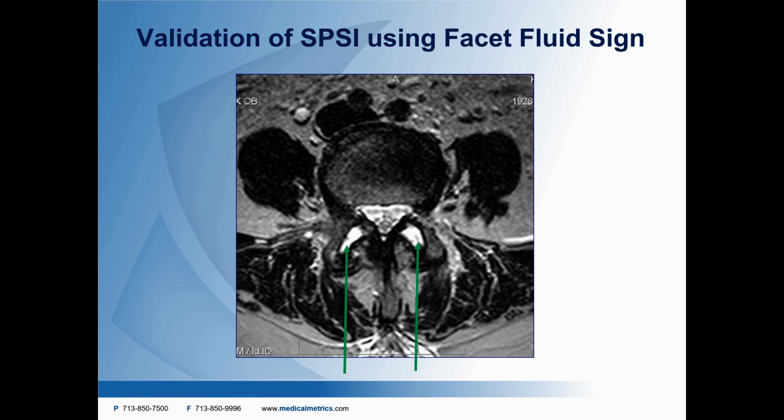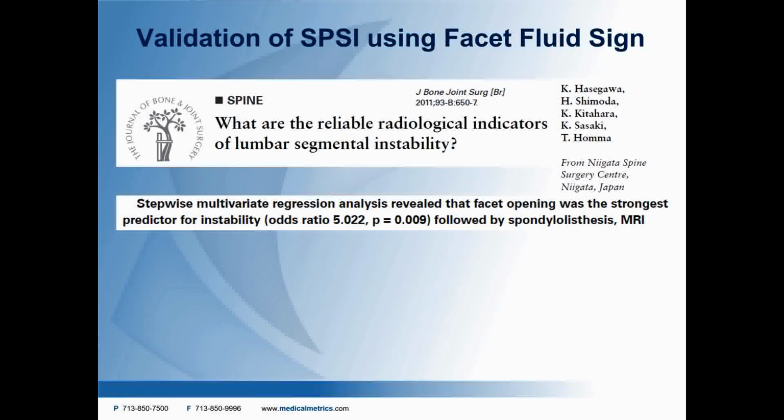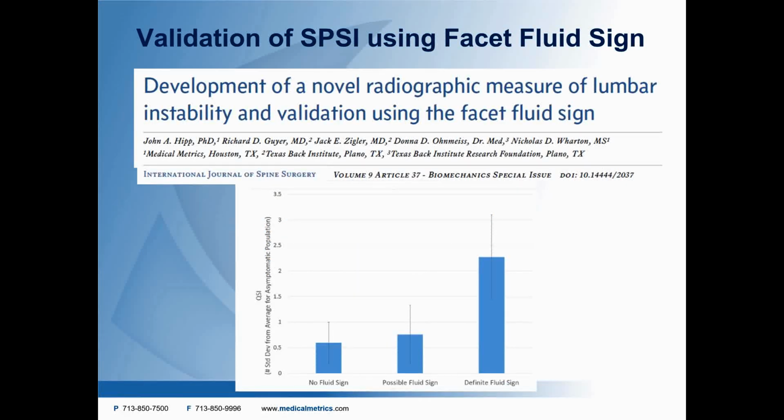An example is shown here. The green arrows point to the thick fluid-filled gap at the right and left facet joints. The facet fluid sign is currently considered to be one of the best available diagnostic indicators of instability in the lumbar spine. This is an example of one paper validating this conclusion. There are many peer-reviewed publications on the facet sign.